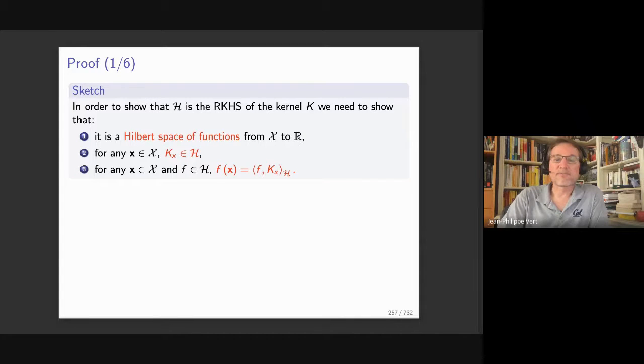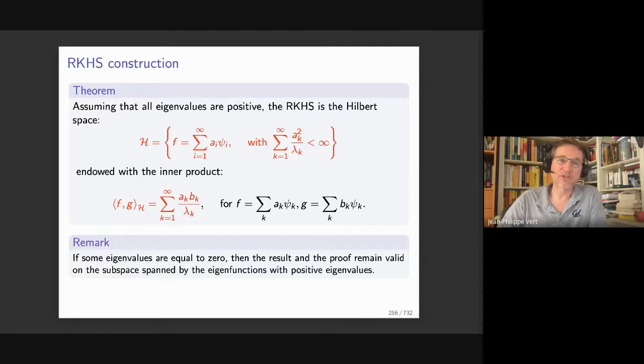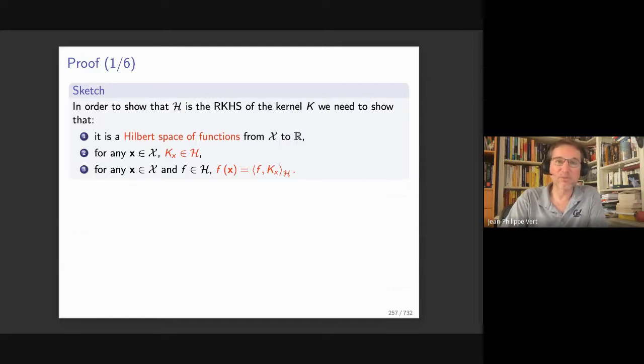Okay, of course we need to prove it. So here it's a statement about the RKHS. What we need is to first show that the space that we have just defined, this set of functions with this bracket, is a Hilbert space. And then we need to show that for any x, k_x is in that space, and that for any x and f, we have the reproducing property that f of x is equal to the inner product of f with k_x.